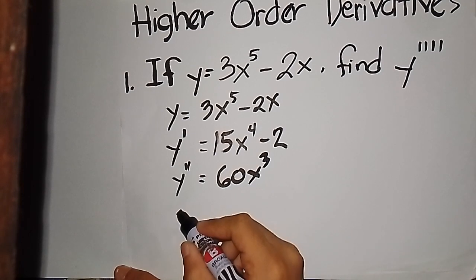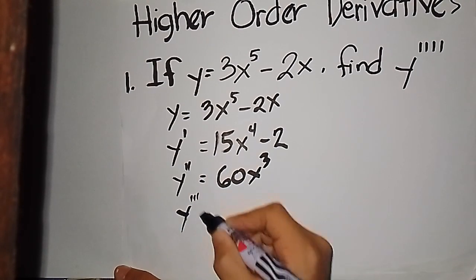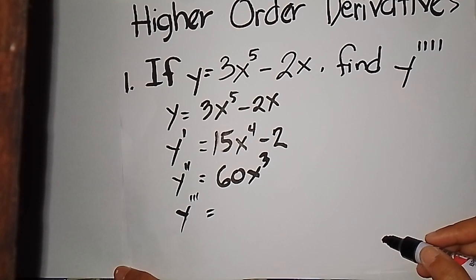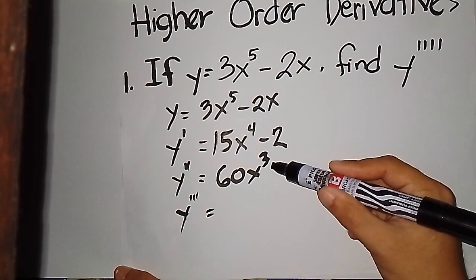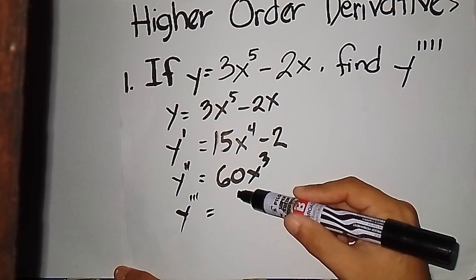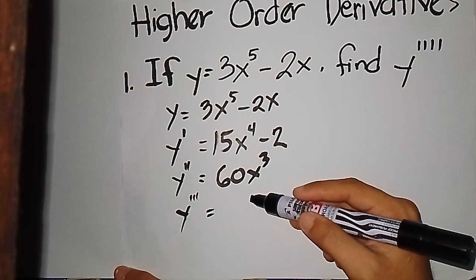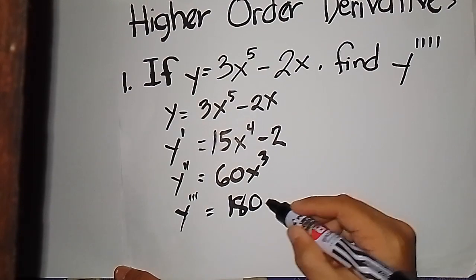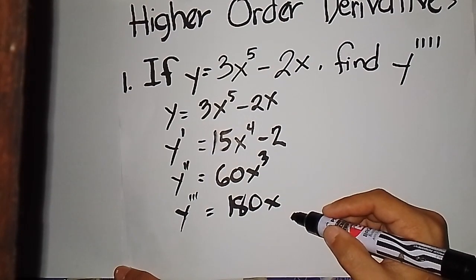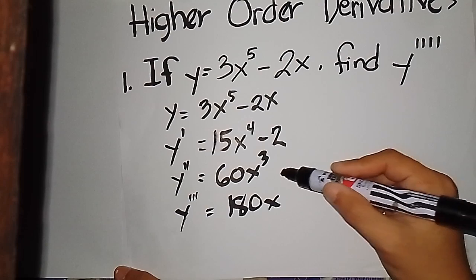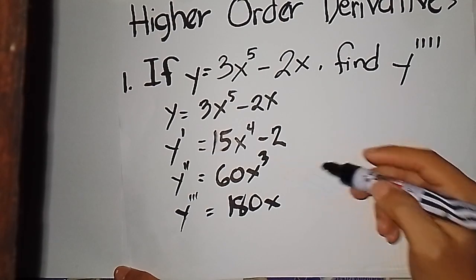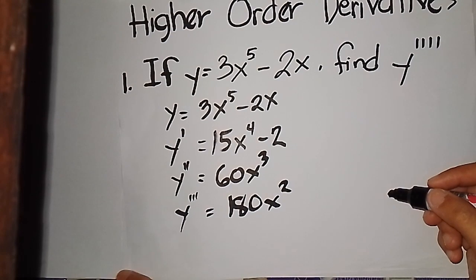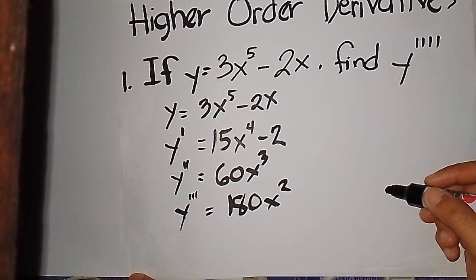So let's proceed to the third derivative. Again, we're using the constant and exponent rule. We multiply the exponent by the coefficient. So 60 times 3, so we have 180. And then the power rule again, n minus 1. Our n is equal to 3, so 3 minus 1, so we have 2. So that's the third derivative for this example.